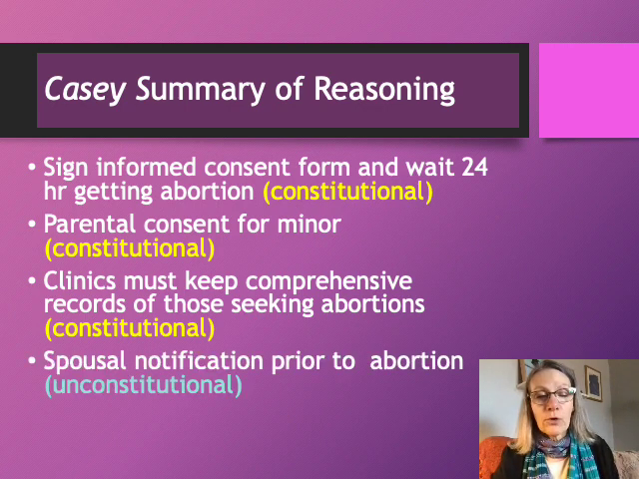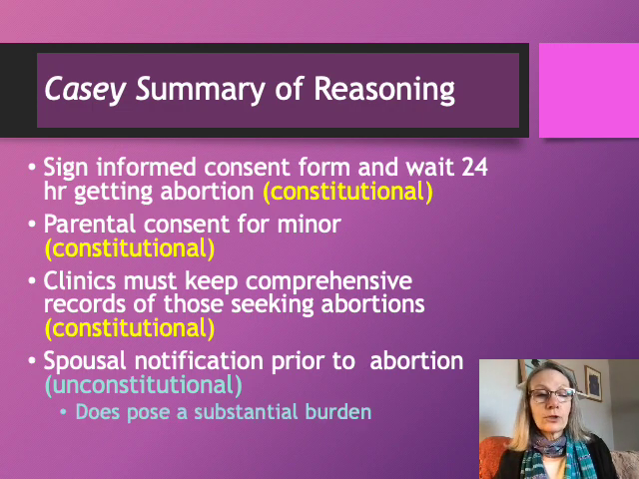However, the spousal notification prior to an abortion was found to be unconstitutional because the thinking was that having to get approval from your spouse, particularly if you were in a relationship that was not healthy, that had domestic violence in it, would really place a substantial obstacle in the path of a woman seeking an abortion prior to viability. So that was the only provision of the Abortion Control Act that was deemed unconstitutional.